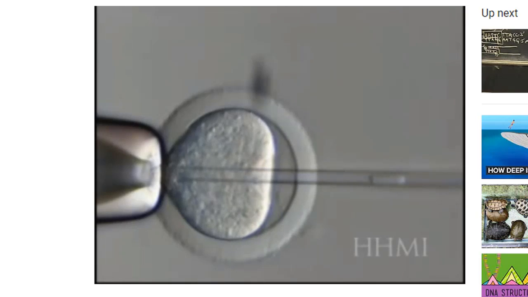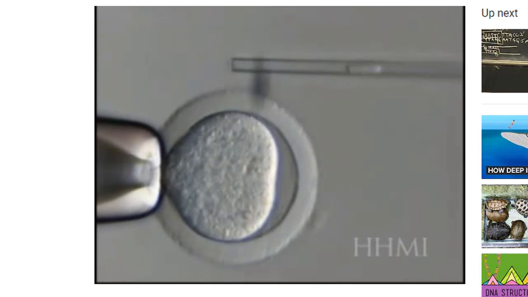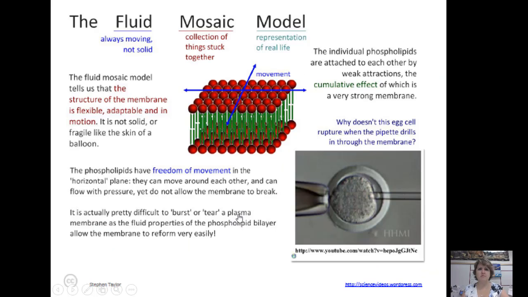So there's two examples of what's called somatic cell nuclear transfer.